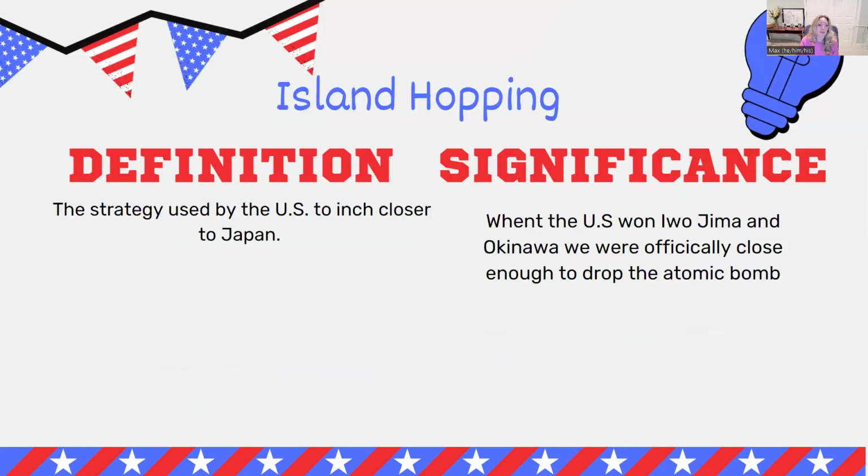Island hopping. The strategy used by the United States to inch closer to Japan. I don't know what I spelled there. When the United States won Iwo Jima and Okinawa, we are officially close enough to drop the atomic bomb because that can only be in the air for so long.